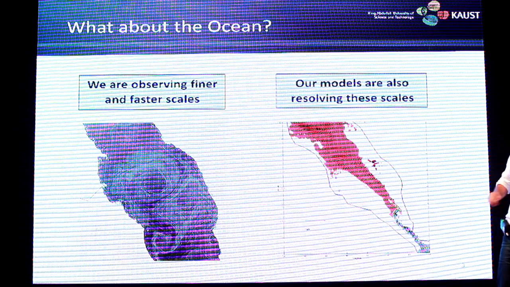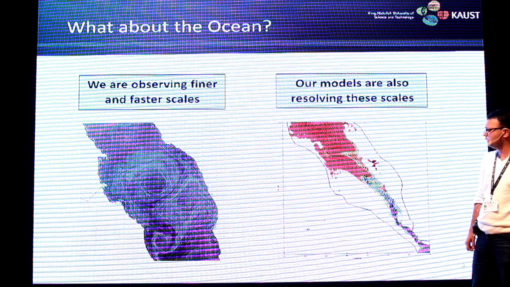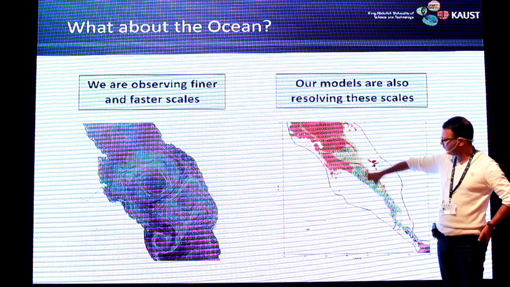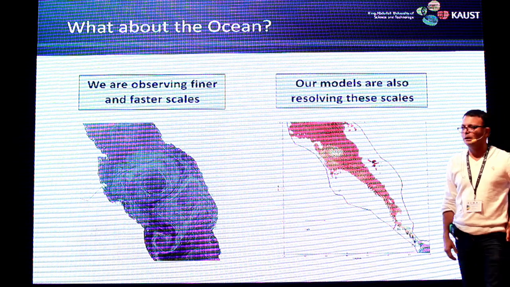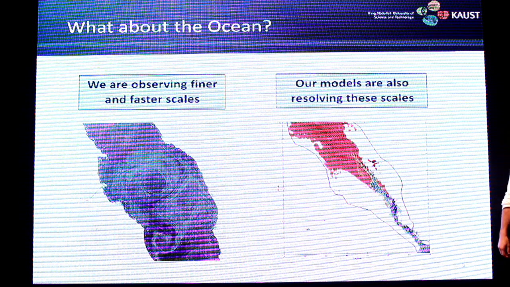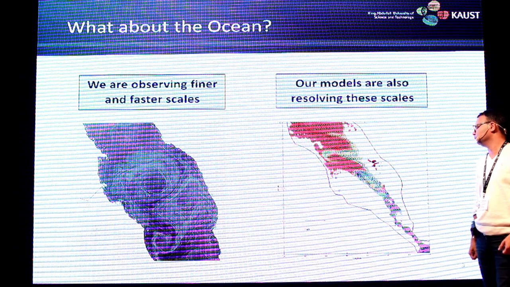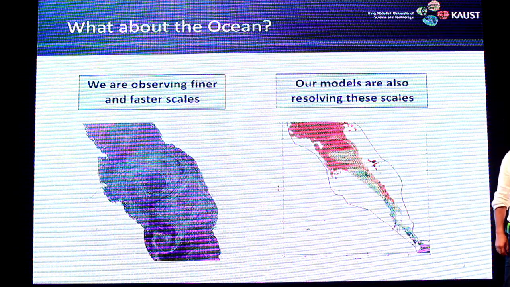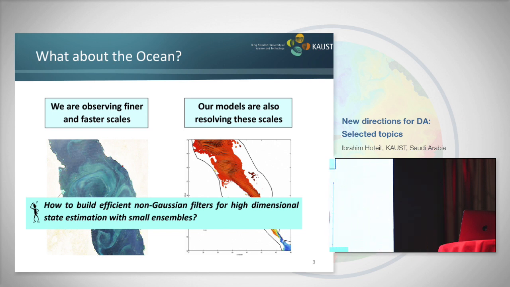Anyway, we have models now that are resolving more and more of these kinds of scales. This is a 2-kilometer model, but now we're running at 300 meters resolution, so we see even more scales. This is just fresh water coming from the Indian Ocean toward the Red Sea. So the processes are much more nonlinear, with very small scales, which means the distribution will be non-Gaussian. Can we do something about it or prepare ourselves to get there? So the question is how to build efficient non-Gaussian filters for high-dimensional systems with small ensembles.